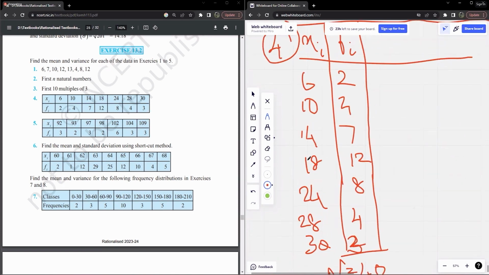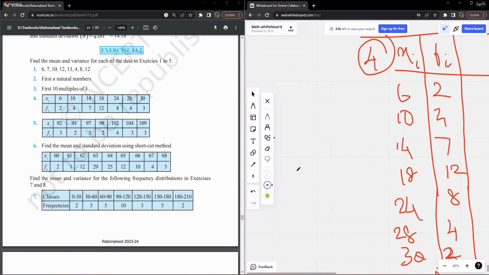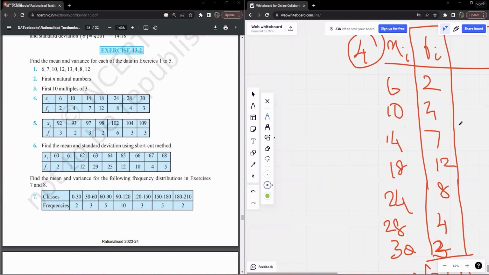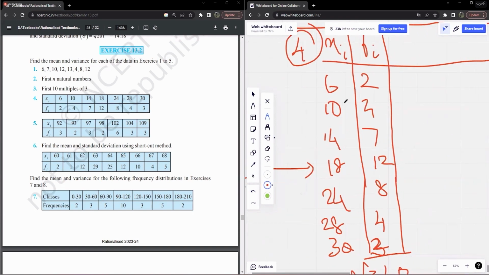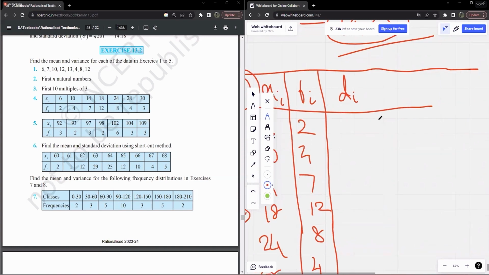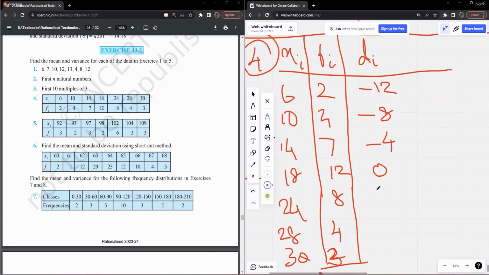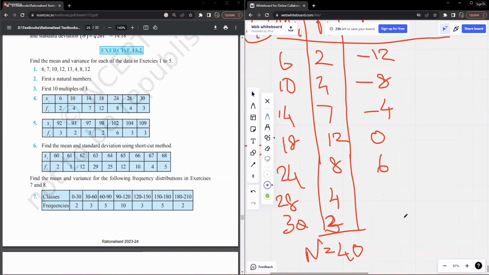We'll do this by the step deviation method itself, right? Again, the central value is basically this. Let this be the assumed mean A. Alright. So we have di being xi minus A, which is minus 12, minus 8, minus 4, 0, 6, 10, and 12.